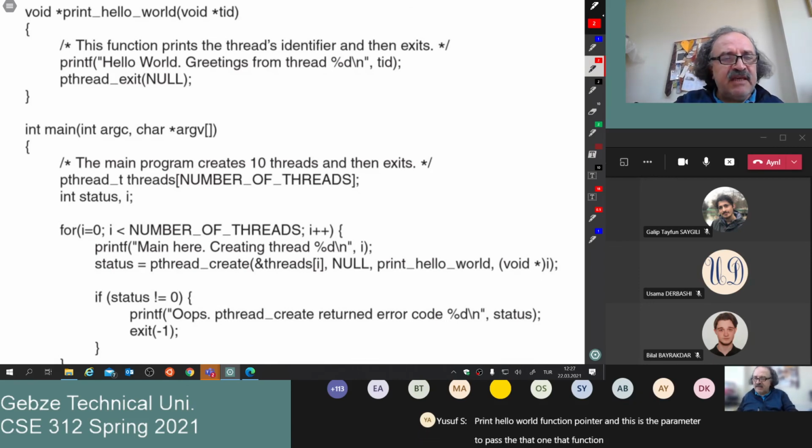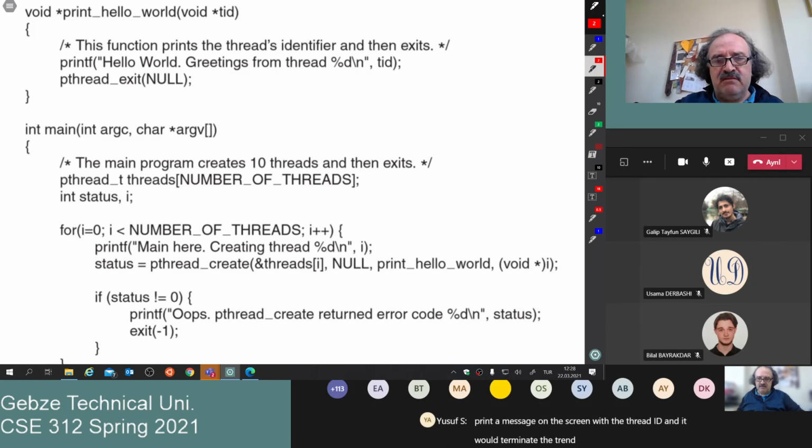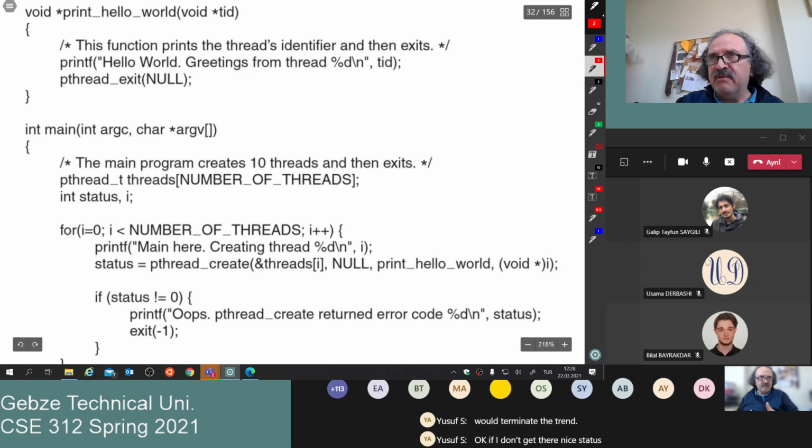So I am creating a thread, and that thread immediately starts running. When each of the 10 starts running, it will print a message on the screen with the thread ID, and it will terminate the thread. If I don't get a nice status back, that means there was a problem with the thread creation.